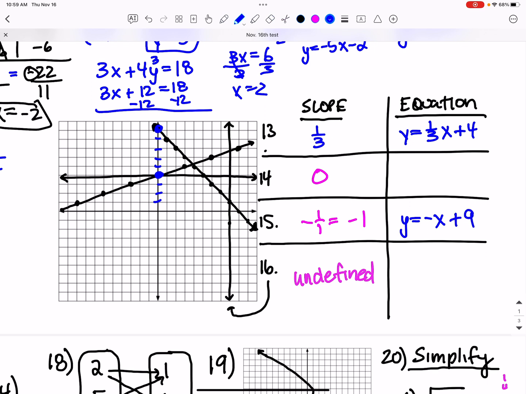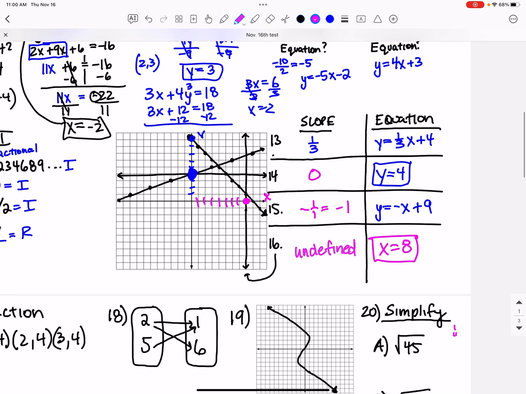The weird ones. All right, number 14 that goes sideways. Number 14 right here is the important spot. Number 14 hits the y-axis at 4. So we just say it hits y at 4. That happens to be the equation, y equals 4. Number 16, the only important spot is that it hits the x-axis. This is the x-axis, right? So it hits the x-axis at 1, 2, 3, 4, 5, 6, 7, 8. It hits the x-axis at 8, and that's the equation, x equals 8.